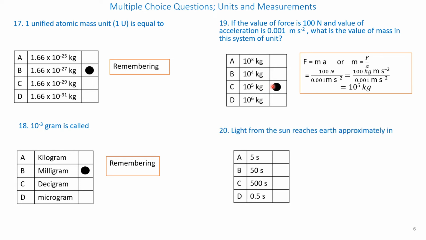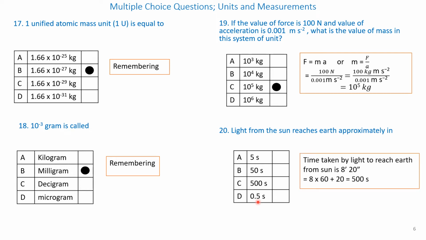Next question. Question number 20. Light from the sun reaches Earth approximately in, options are option A 5 seconds, option B 50 seconds, option C 500 seconds and option D 0.5 seconds. So we have to do some small calculation. Please see the insert box.